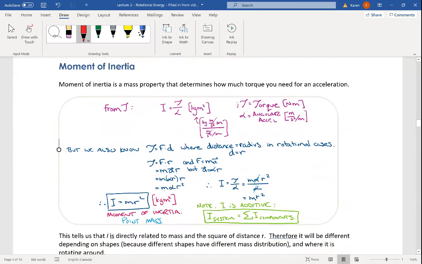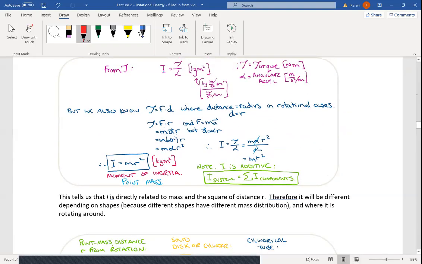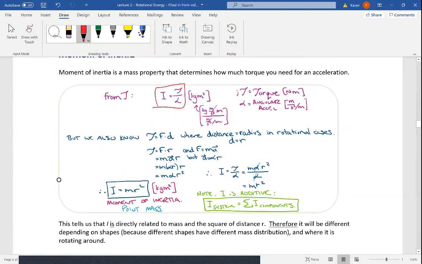So we can take that equation from above, and we can just rearrange it. So let's solve for I, moment of inertia, and let's look at what this moment of inertia term means. So again, I took that same equation that we knew before. I just rearranged it, and it's torque over angular acceleration.